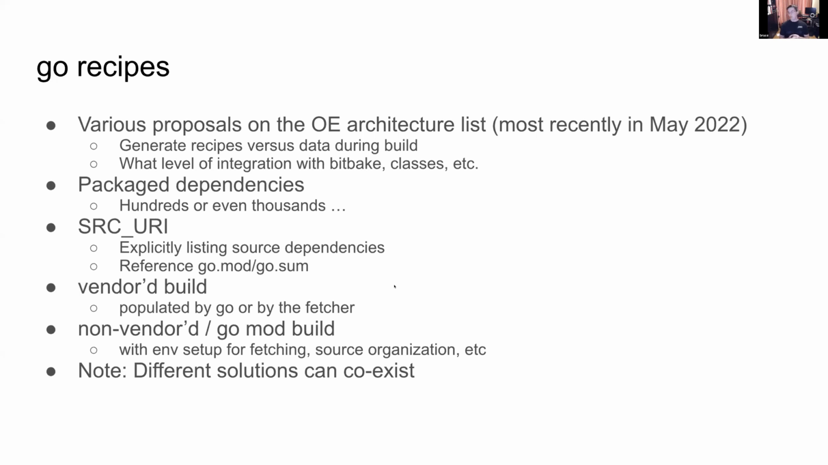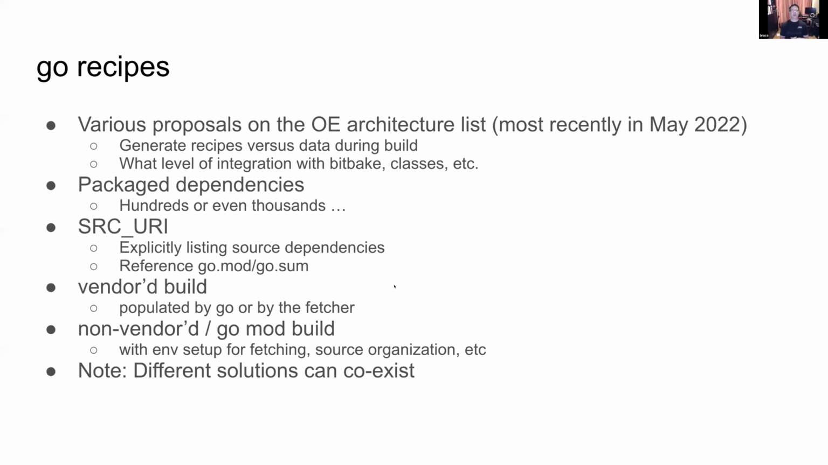The question around the Go recipes is there's been various proposals on the OE architecture list. The most recent one, as it came out, we discussed it, I don't know, last fall, again in January, and then an RFC implementation came out while I was pulling together this presentation. And the various proposals have been either to generate the recipes versus the data during the build, which I already talked about. And then, what level of integration with BitBake, what stack of classes do they have to implement it? Does it work with the different tools, that sort of thing.